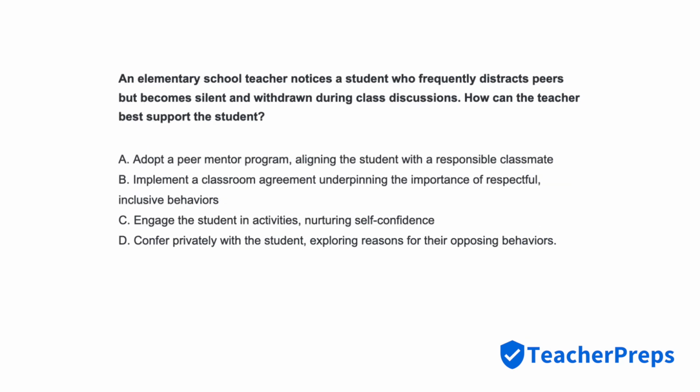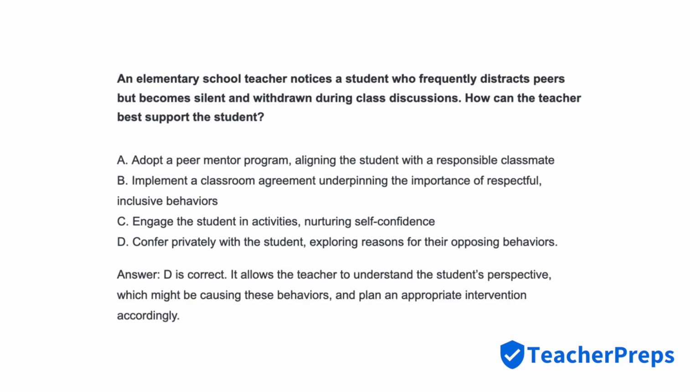An elementary school teacher notices a student who frequently distracts peers but becomes silent and withdrawn during class discussions. How can the teacher best support the student? Answer D is correct. It allows the teacher to understand the student's perspective, which might be causing these behaviors, and plan an appropriate intervention accordingly.